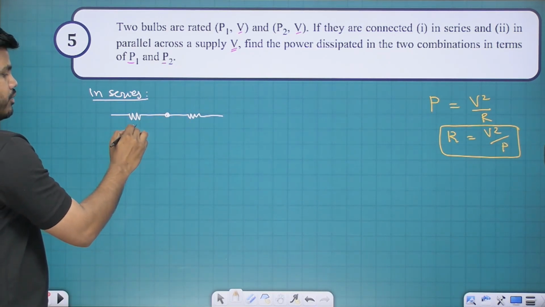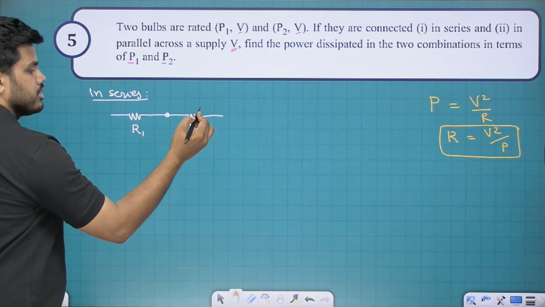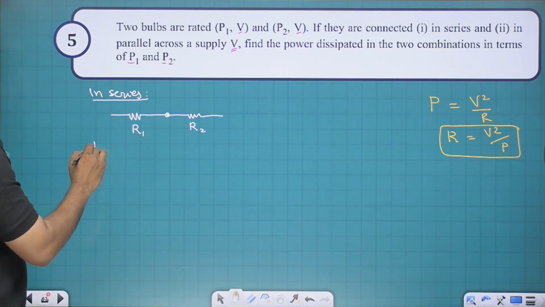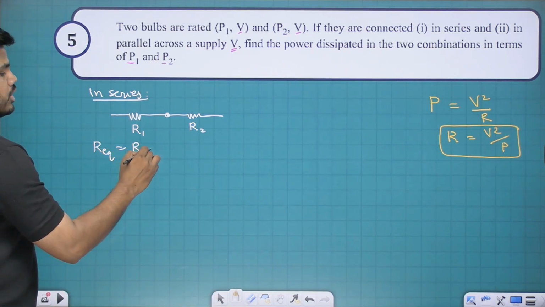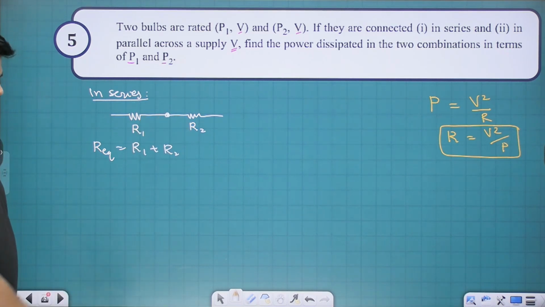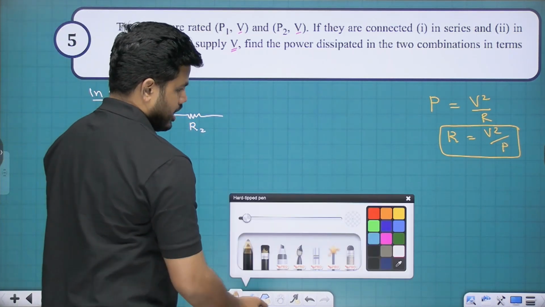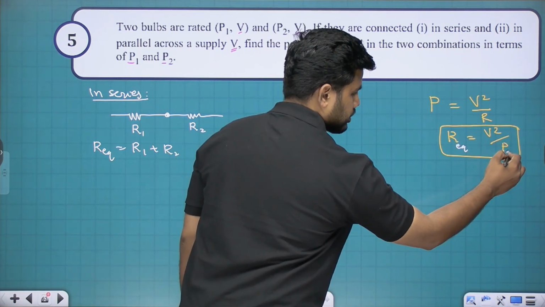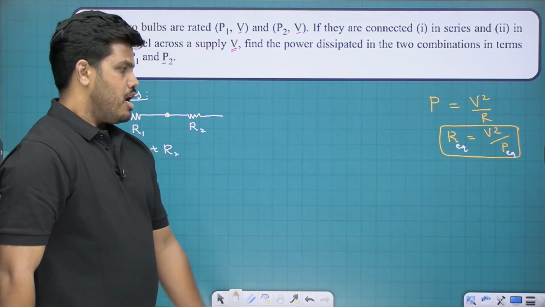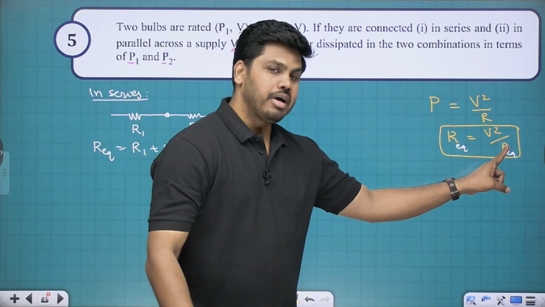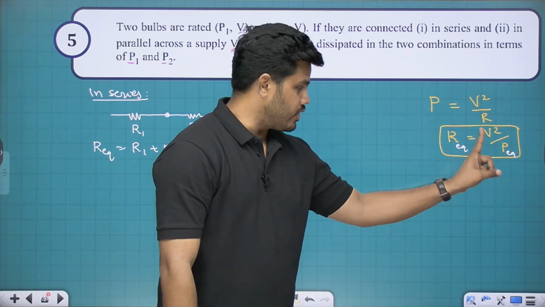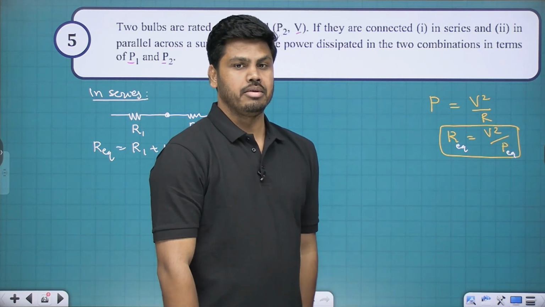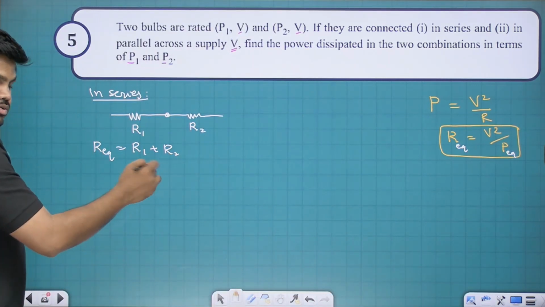The first bulb will have a resistance R1, the second one will have a resistance R2. How will you find the equivalent resistance of the combination? R equivalent is going to be R1 plus R2 only. The R equivalent of the combination is going to be equal to V square by the power equivalent of the combination. R1 will be equal to V square by the power of the first bulb. R2 is going to be V square by the power of the second bulb. So, we are going to substitute like that.